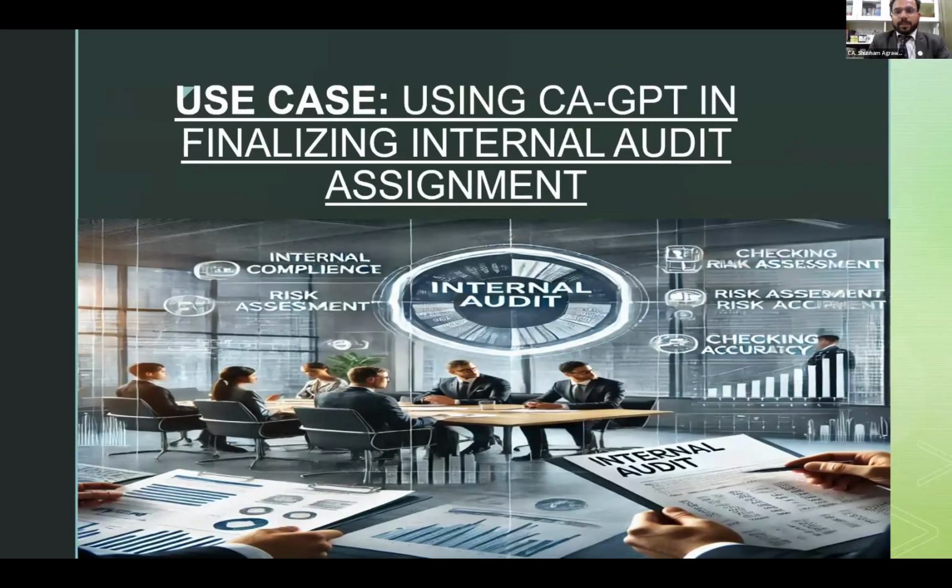A practicing chartered accountant is... Vishnu, please share his PPT. Please share his screen. It is not visible to all. Shubham, just a minute. Showing. Sir, it's visible. Okay.